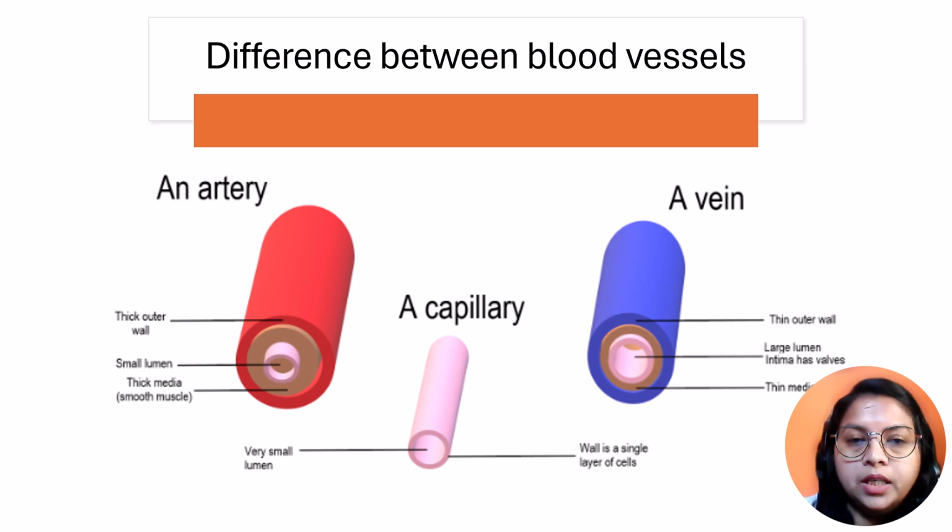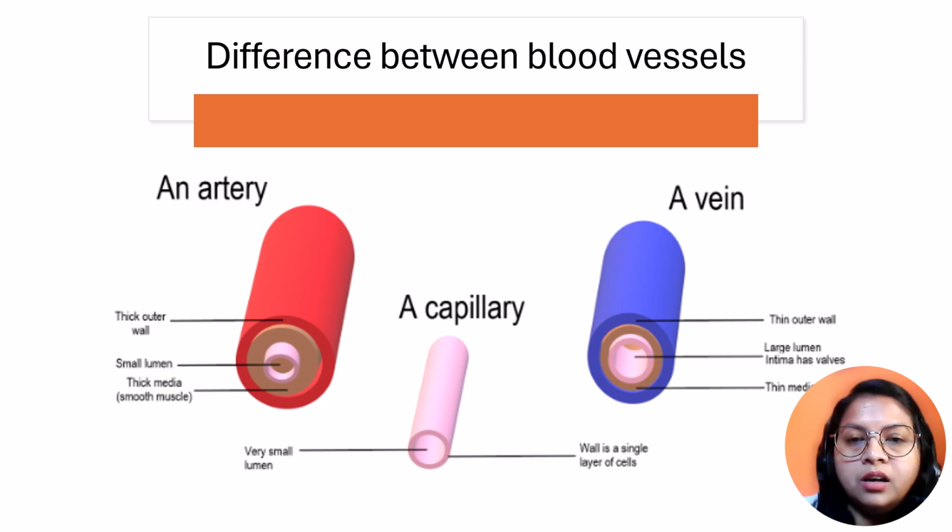Talking about capillaries, capillaries are the smallest and thinnest blood vessels, consisting of a single layer of endothelial cells. They serve as the primary site for the exchange of oxygen, carbon dioxide, nutrients and waste products between the blood and surrounding tissue. Due to their extremely narrow lumen, red blood cells pass through them one at a time.